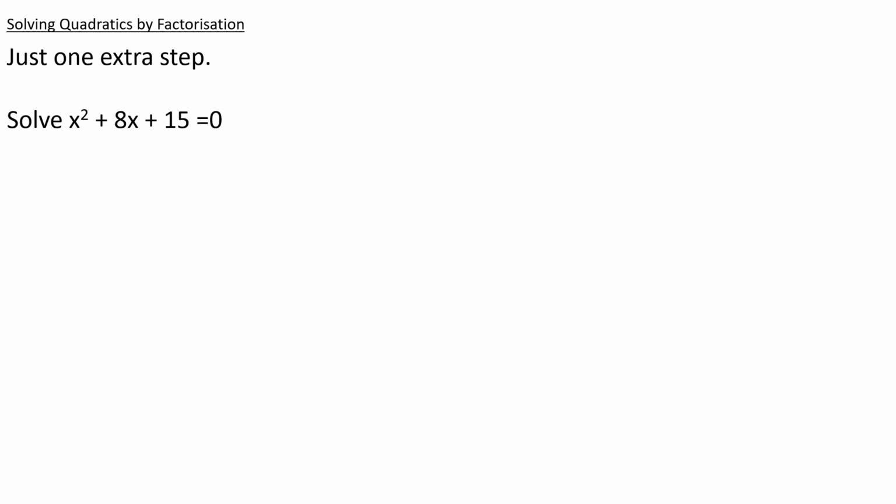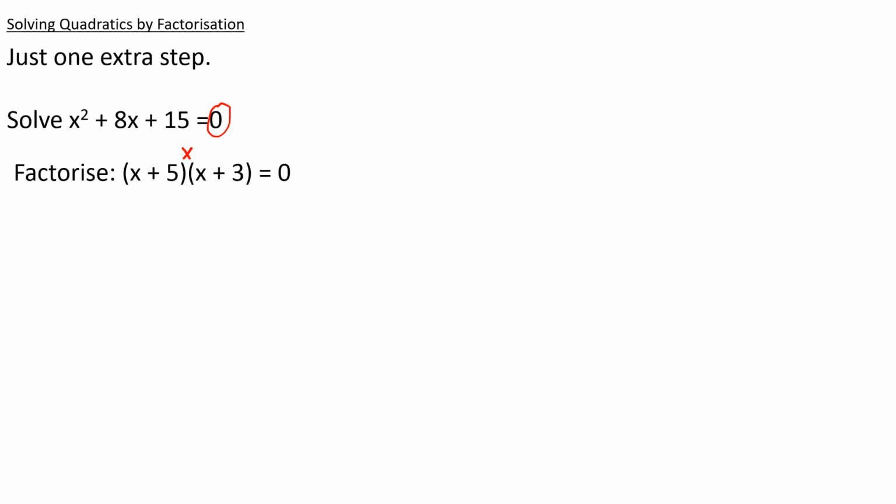To solve a quadratic equation by factorization involves just one extra step. A quadratic equation needs to equal 0 before we can solve it. In this instance, I've got x squared plus 8x plus 15 equals 0. The first step is to factorize the quadratic expression on the left-hand side. If I do this, I will get x plus 5 bracket x plus 3. Now, remember, in between the brackets is a multiply. So I really have x plus 5 multiplied by x plus 3 equals 0.